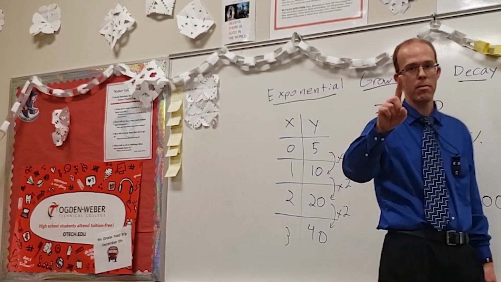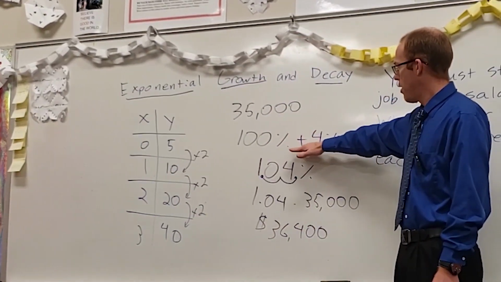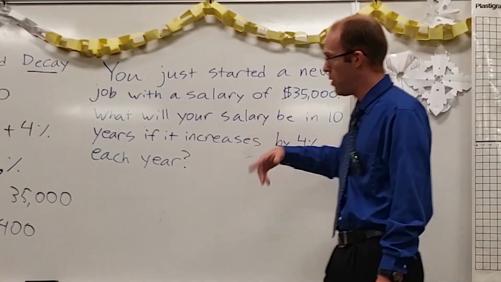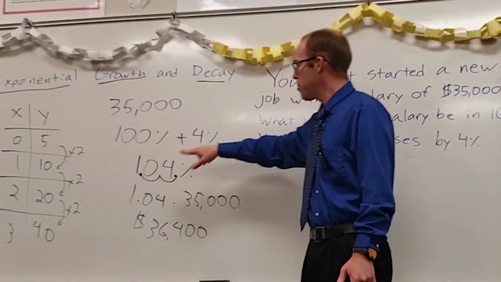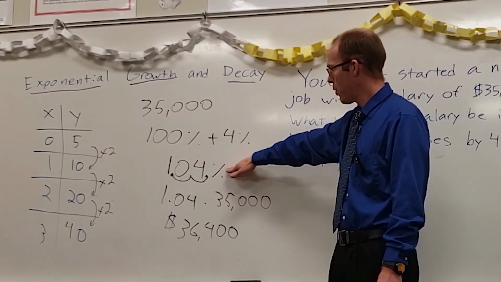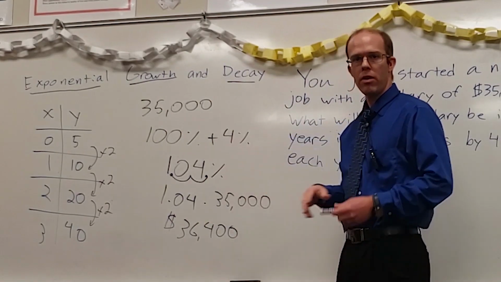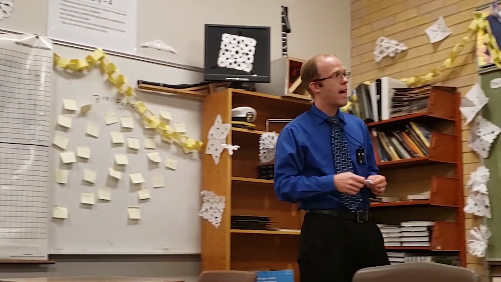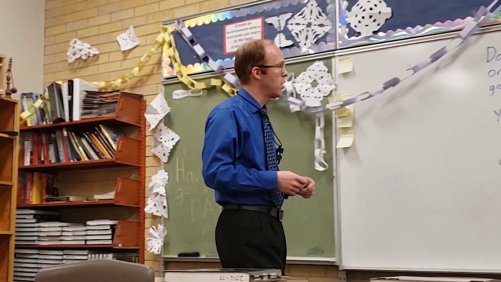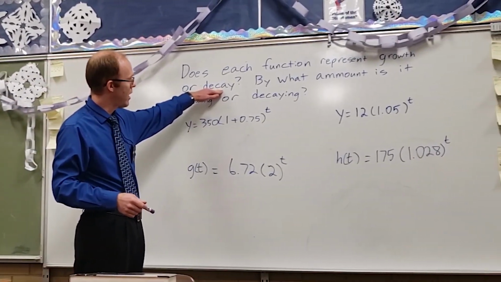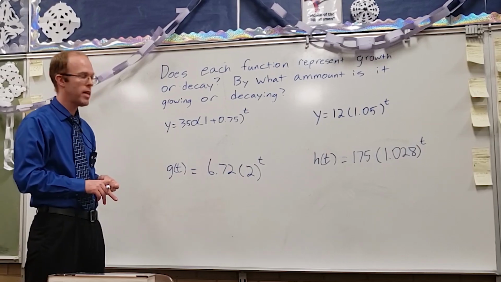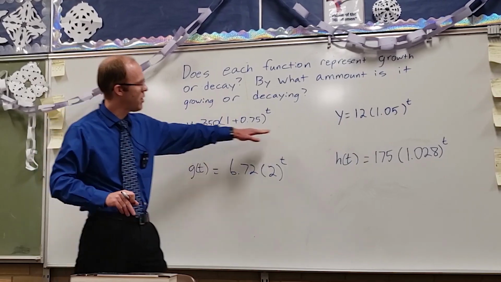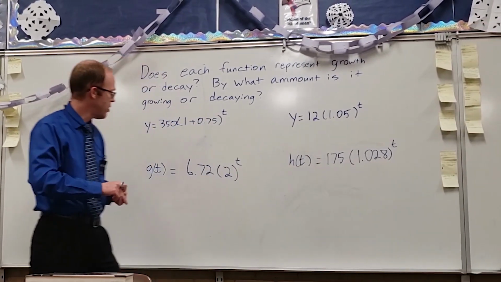So here is essential concept number one. We need to be able to think through this process and see if we're increasing by 4%, that would put us at 100 plus 4%, or 104%. We're going to do a couple of simple examples with that idea to get us started. Our task is to figure out if each function represents growth or decay, and by what amount is it growing or decaying? All of these here represent growth, and we're going to get to some decay in just a moment.